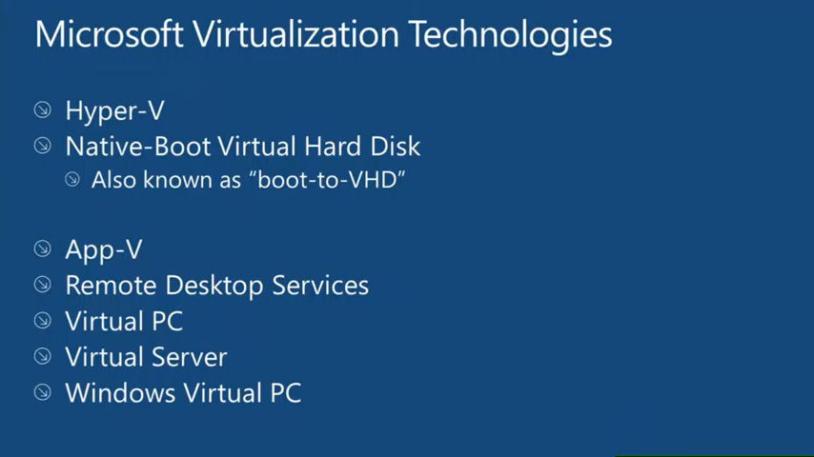Now, Hyper-V is operating system virtualization. Native Boot Virtual Hard Disk is device virtualization. All the other things at the bottom I'm not going to talk about. AppV, that's application virtualization. That's a server-side product from Microsoft. Remote Desktop Services adds enhancements to the RDP protocol and the RDP services, formerly known as terminal services. And the Virtual PC, Virtual Server, and Windows Virtual PC are all predecessors to Hyper-V, but they're a different type of virtualization stack. They're known as a host-based virtualization stack in that they run in user mode.